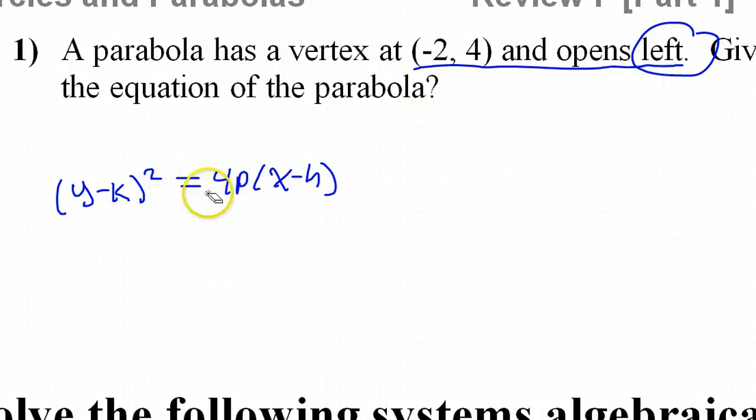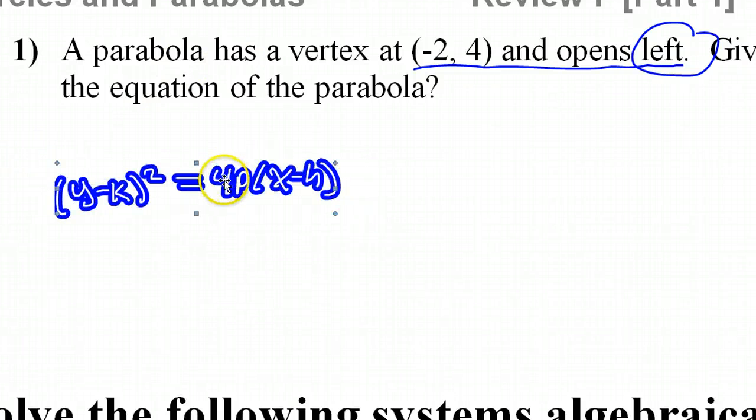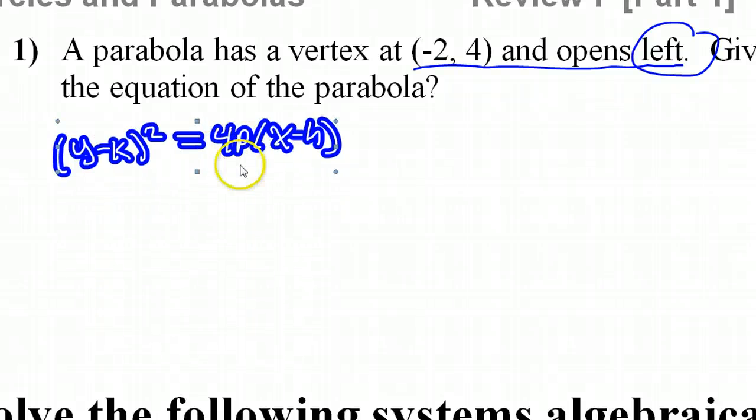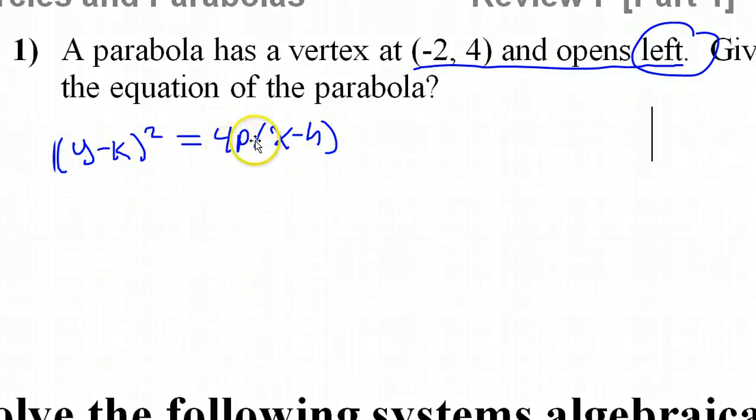Also, we know that this number right here is going to wind up being negative in the end. So watch out for that. Whatever else you do, just make sure that this number turns out to be a negative number. Anyway, what else? The vertex here should show up here. This is the h, and this is the k.